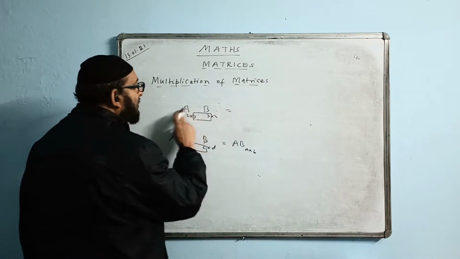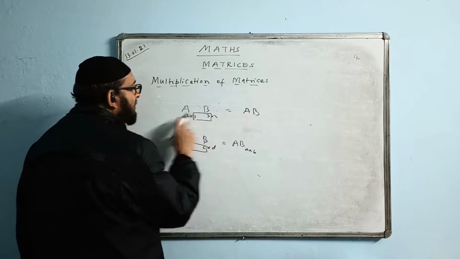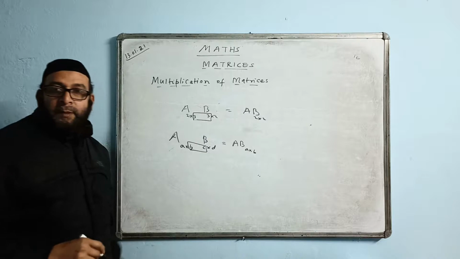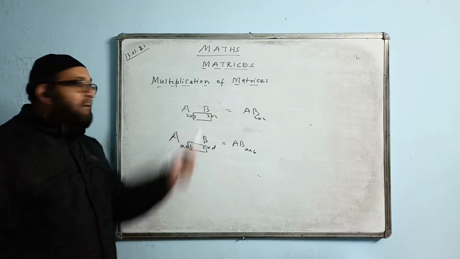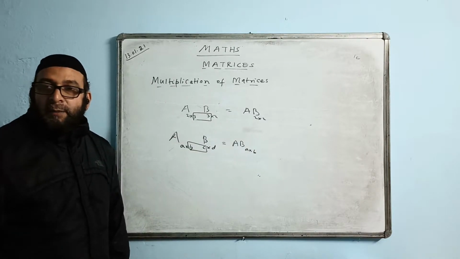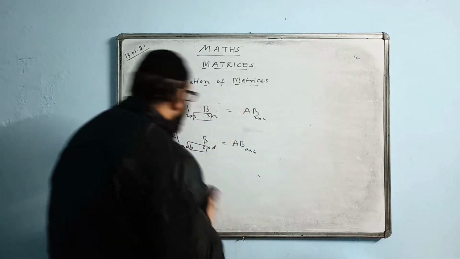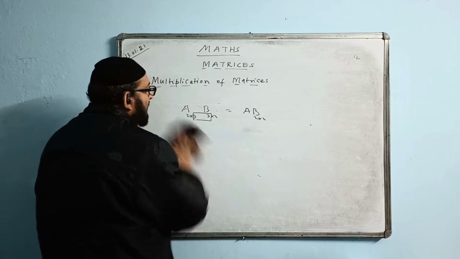In this case, what is the order of this matrix? AB order will be 2 into 2. Like that. If these two are not equal, we cannot multiply and multiplication is not possible. Okay. That is the criteria for multiplication.